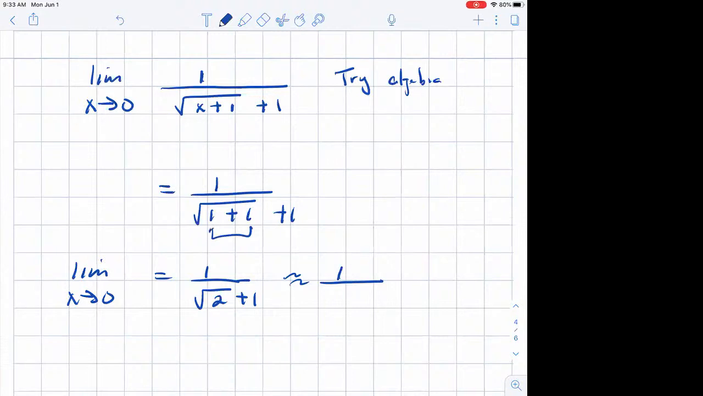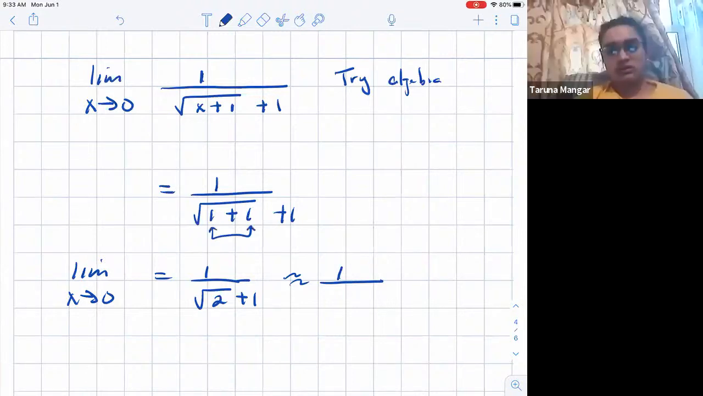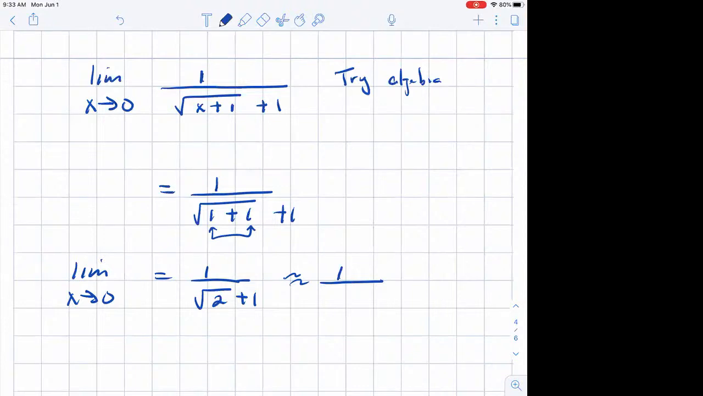But isn't it 0 for x? As x approaches 0? Oh, yes, you are correct. Why did I plug in 1? x is approaching 0. Thank you, guys. So the square root of 0 plus 1 is 1, right? So square root of 1, and then I have a plus 1 on the outside. The square root of 1 plus 1 is 1 plus 1. So I don't need that famous calculator. So this is not approximately, this is equal. So this is equal to 1 over 2.